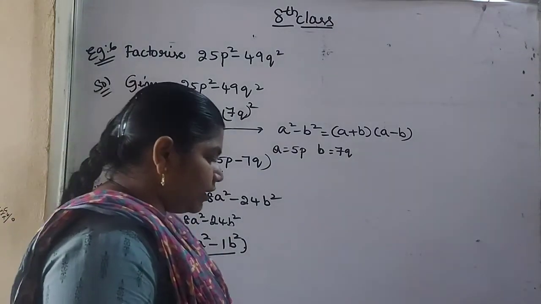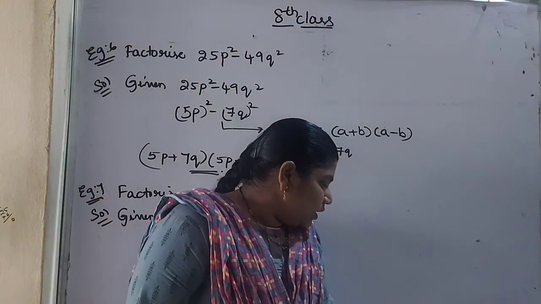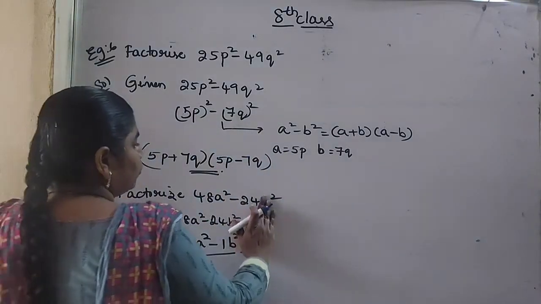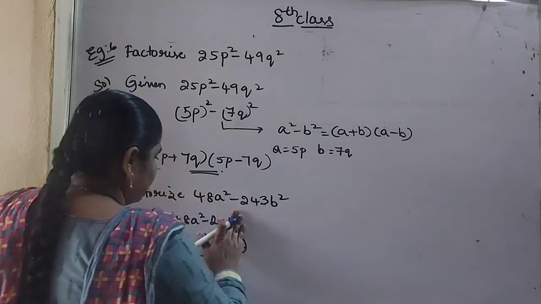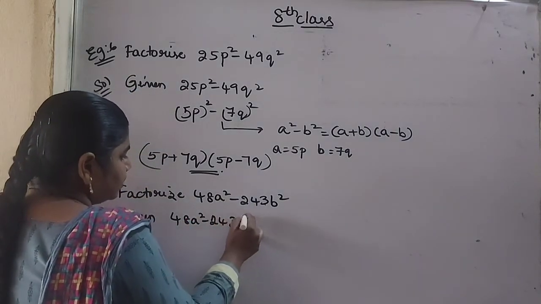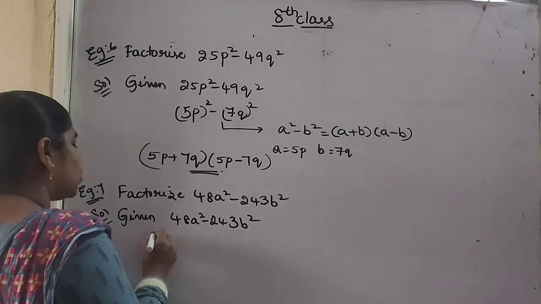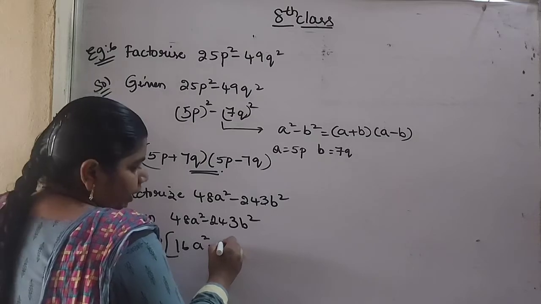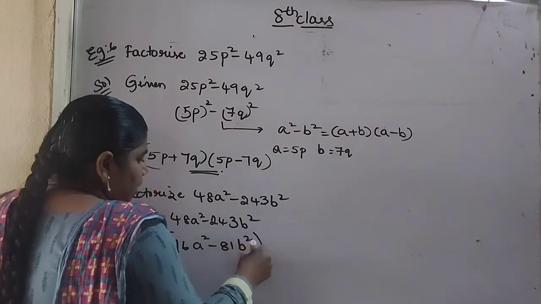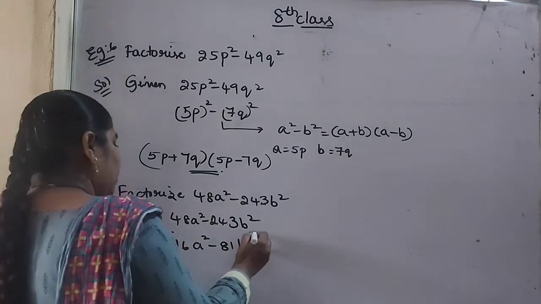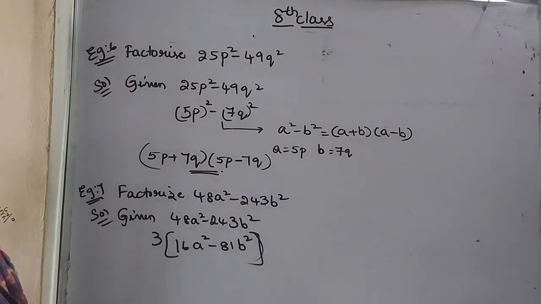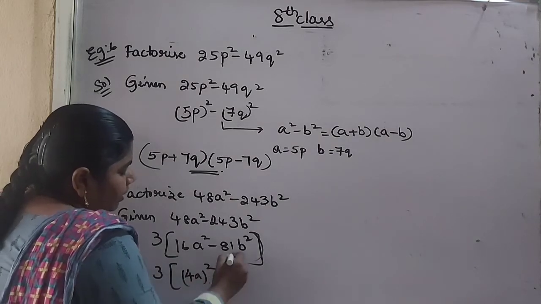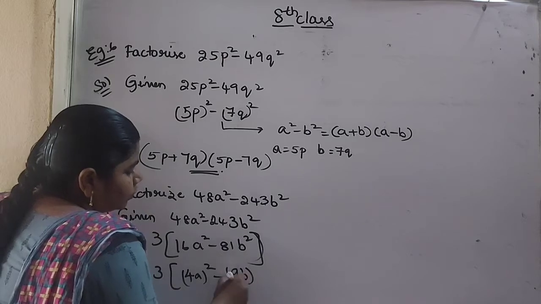What they have given in the textbook is wrong, because here the number is 243. Now you can factorize. Yes, now we can take 3 as common. 3 sixteen times is 48a square, and 3 eighty-one times will be 243. Now 16 is a square number and 81 is also a square number. So 16 means 4a whole square, and 81 we can write as 9b whole square.